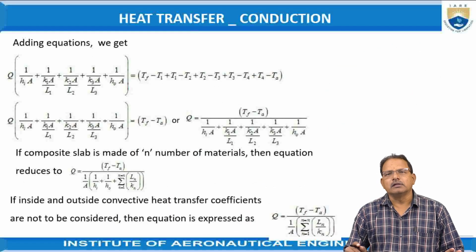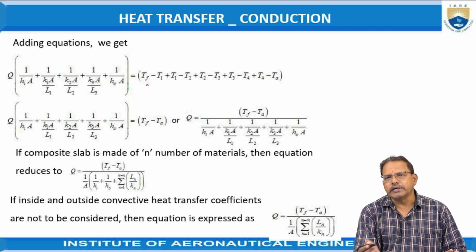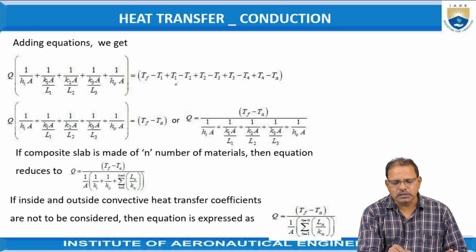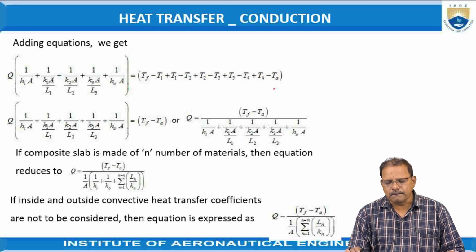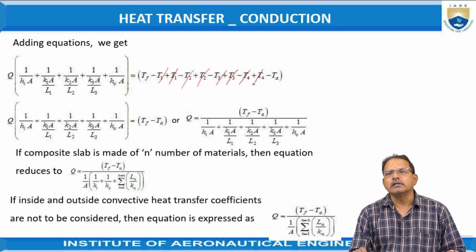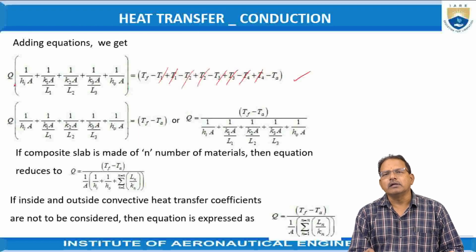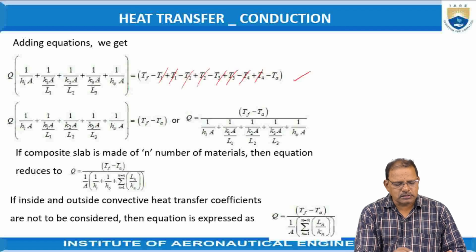Combining all the equations, the left hand sides on one side and the right hand sides on the other, towards the right side we get Tf minus T1 plus T1 minus T2 plus T2 minus T3 plus T3 minus T4 plus T4 minus Ta. Here the plus and minus terms all get cancelled. Finally we have Tf minus Ta towards the right side. Here Q is common, and A is also common.